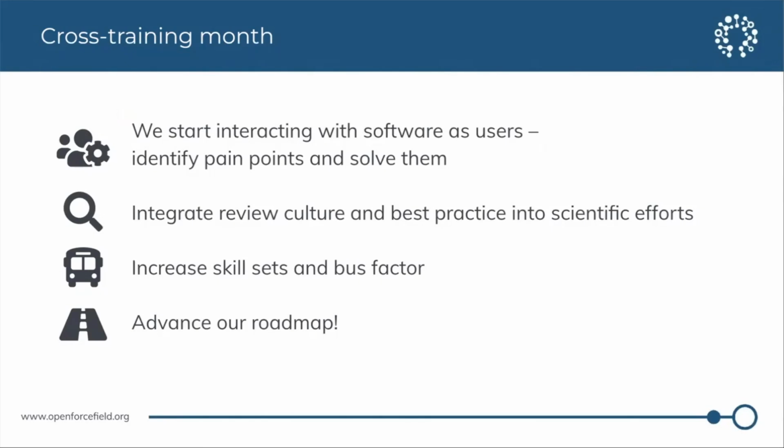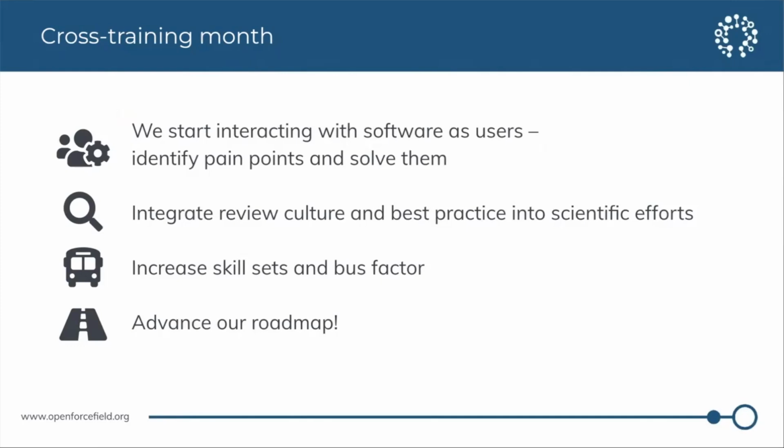This past month, the entire team across OpenFF has actually come together for a cross-training month. The plan was to get everyone working on small projects with an eye towards 4 major goals. Firstly, getting people, especially people in the infrastructure team, interacting with software as users, which will make it easier to identify pain points and solve them.